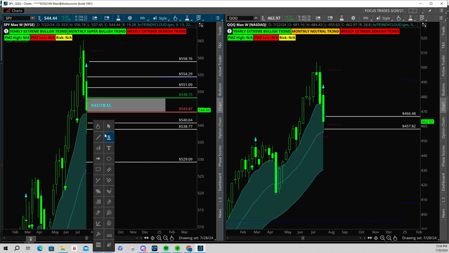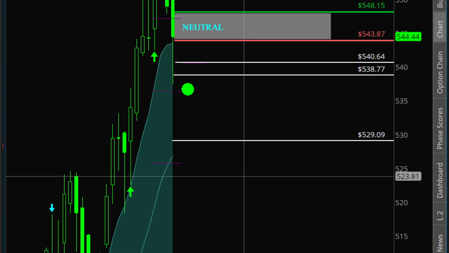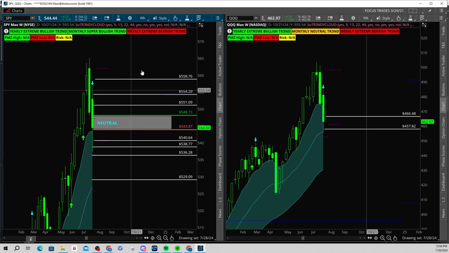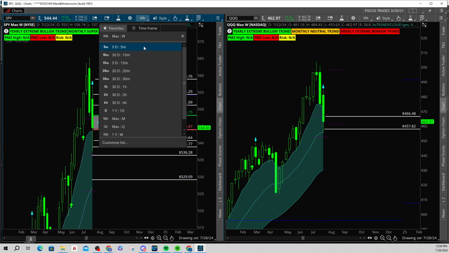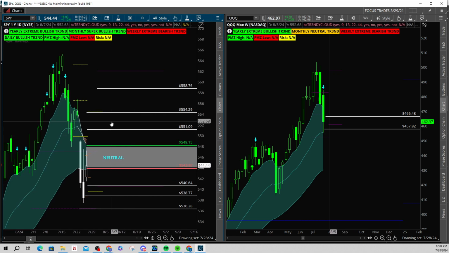So I'm going to use structure. Notice right here we have a monthly mid. It might be hard for you guys to see. There is a purple dash line, but it is also in line with this wick. I like that, so I'm going to put a target right there as well. Okay, just like that. And now I'm going to drop the time frame, so we're going to go from a weekly into a daily. All right, things start to look a little bit different.